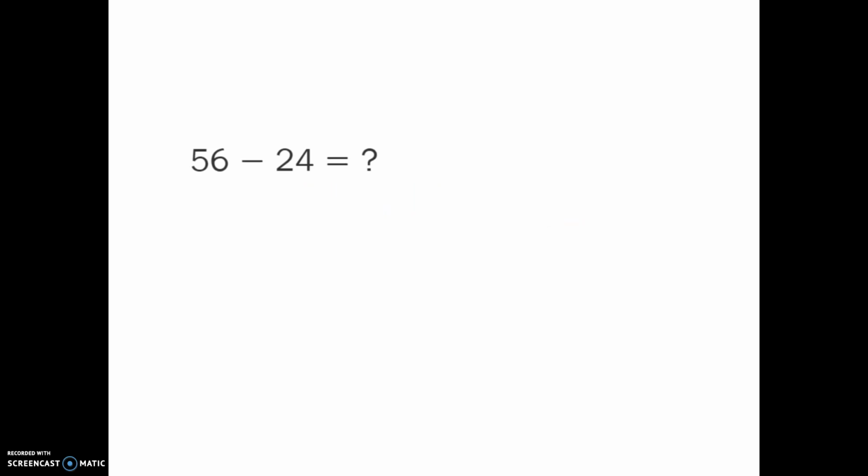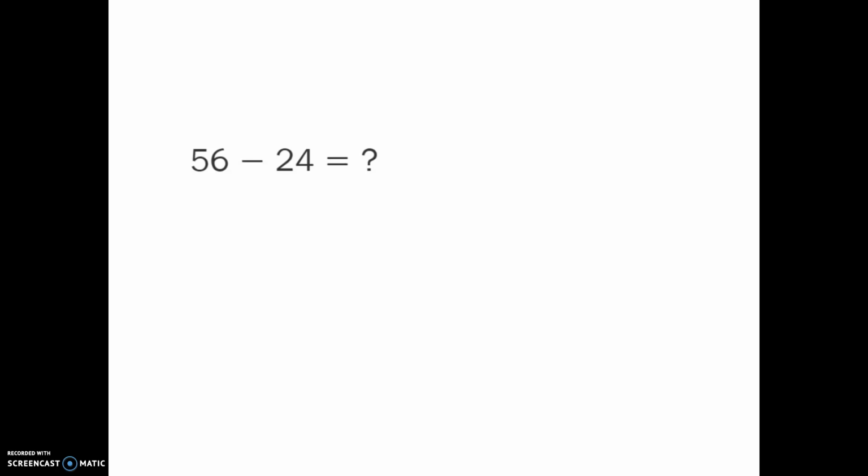Now our math message for today. I have this problem I want you to think about. 56 minus 24. How would you solve that problem? I have a really great way to show you how to solve this problem. And we're going to use a tool that we have used many times already this year. Nope, it's not a calculator. Nope, it's not your fingers.